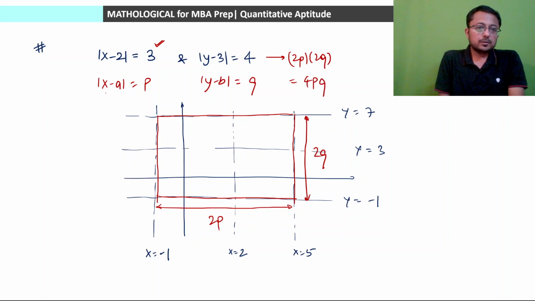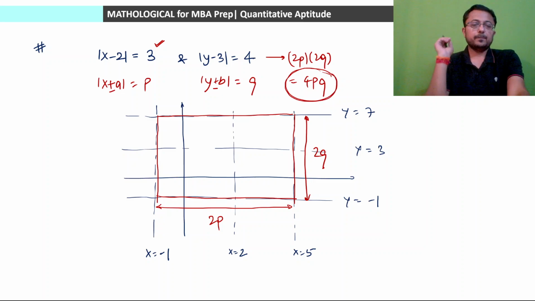So if this is mod of x plus minus a, mod of y plus minus b, and that is equal to p and q respectively, the area will be 4pq. Area under the graph will be equal to 4pq.